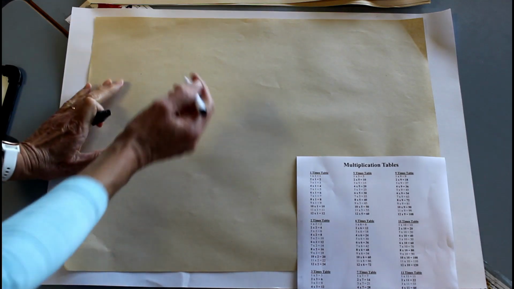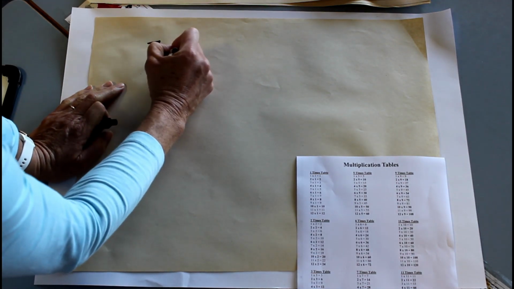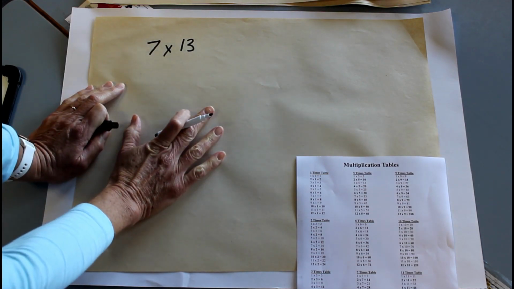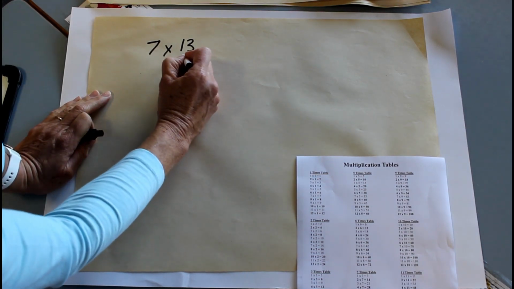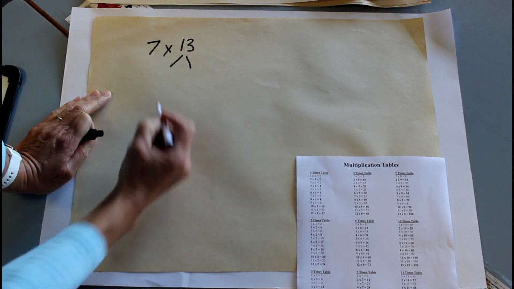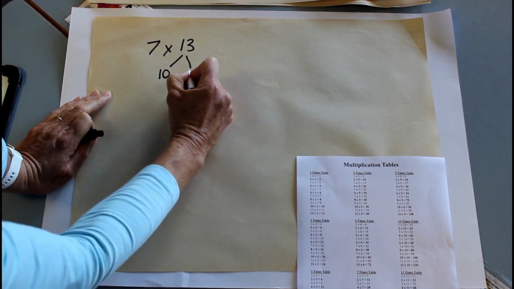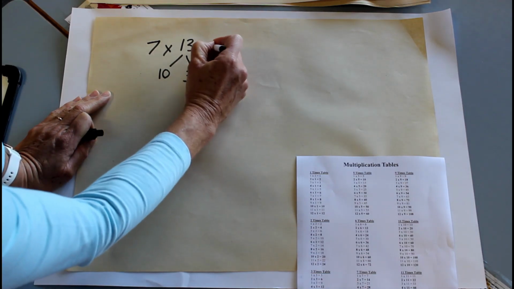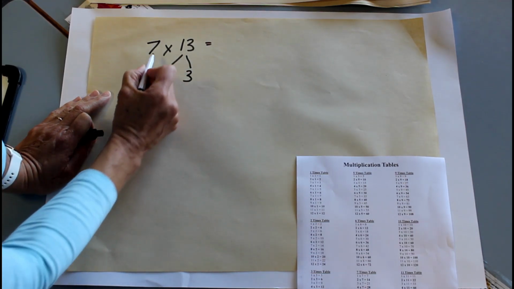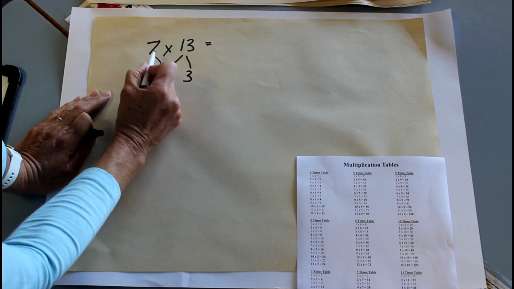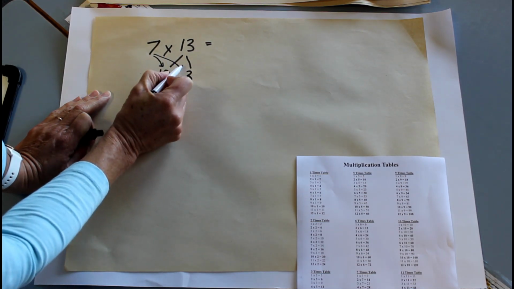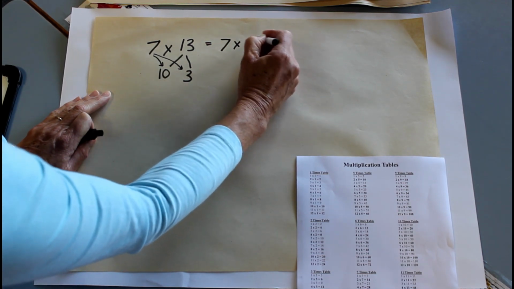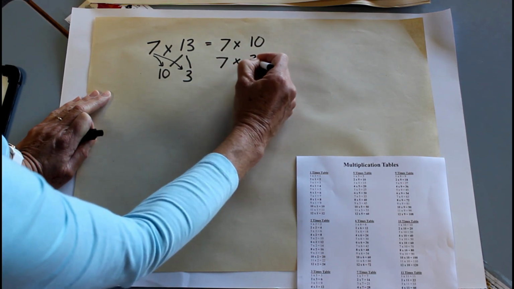So the first one I'm going to do is let's do 7 times 13. So knowing this is a split strategy method, we're definitely going to split up our number 13. So we're going to split it into a 10 and we're going to split it into a 3, because 10 plus 3 is 13. Let's put our equal sign down. Now, what I've got to do is I have to multiply 7 with 10 and I have to multiply 7 with 3. So let's do that. 7 times 10 and 7 times 3.